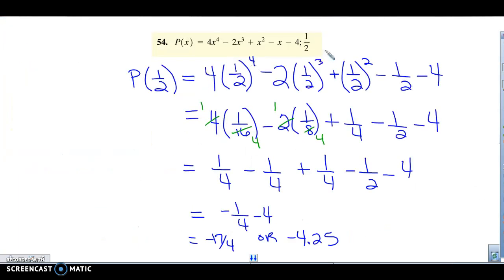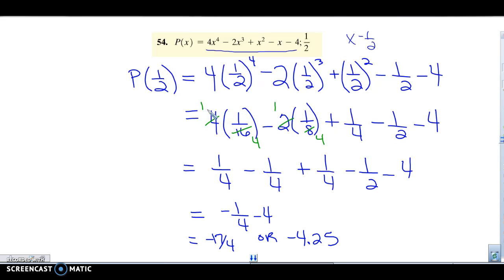Here's another example. We have this polynomial given to us, and we want to know if you were to have divided by x minus 1/2, what would the remainder be? So we just plug in c as being 1/2 everywhere there's an x. You can use your calculators, or you can calculate by hand. 1/2 times 1/2 times 1/2 times 1/2 would give us 1 over 16. This would be 1 over 8, and this would be 1 over 4.